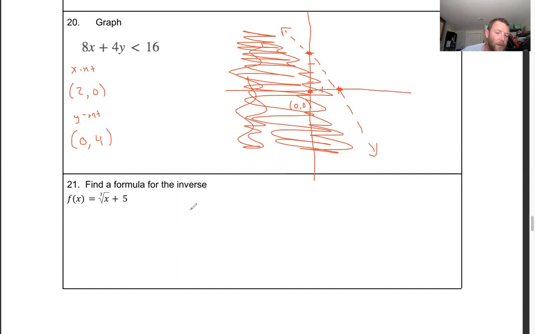21. Find a formula for the inverse. Anytime you see inverse, you're going to switch the x and y. And again, f of x is y. So that's going to be x is equal to the cube root of y plus 5. And then solve for y. Add your 5, or minus the 5. Okay, so I have x minus 5 is equal to the cube root of y. And then how do I get rid of the cube root? I cube it. Y is equal to x minus 5 cubed.